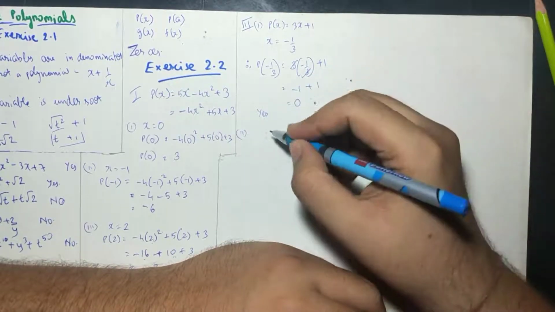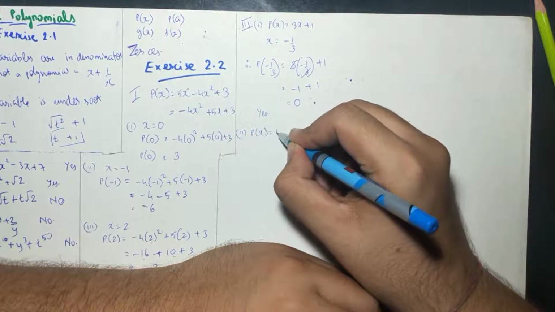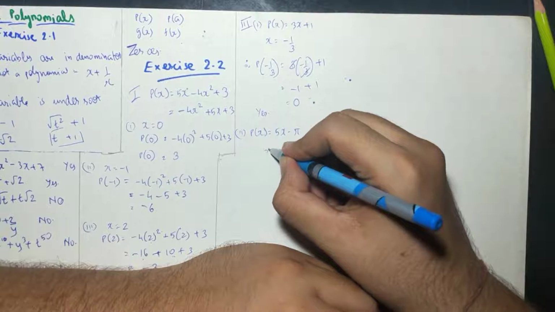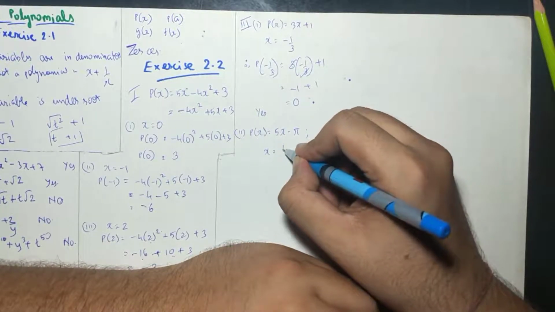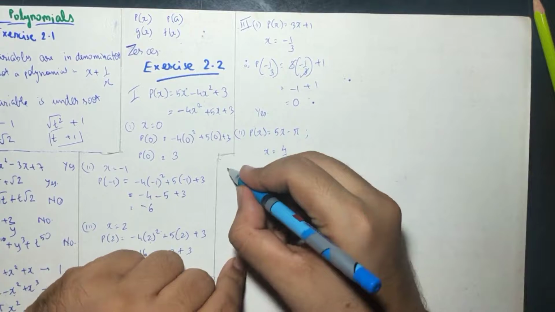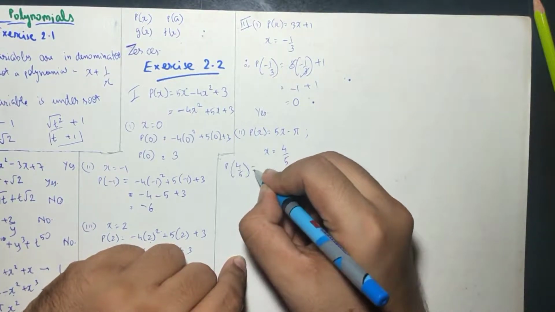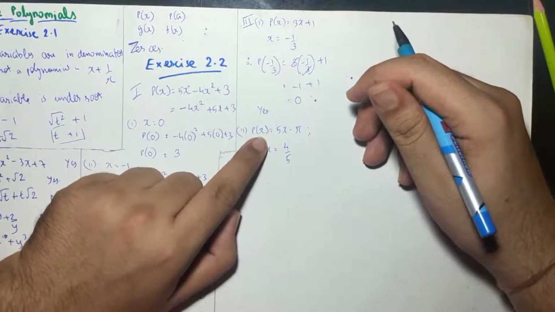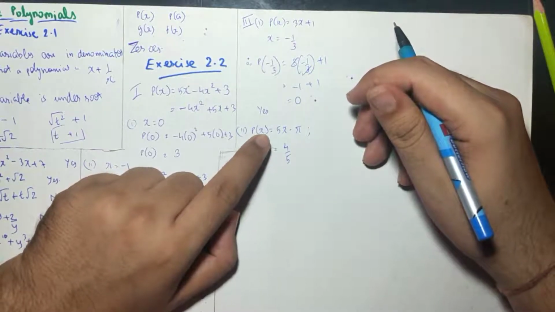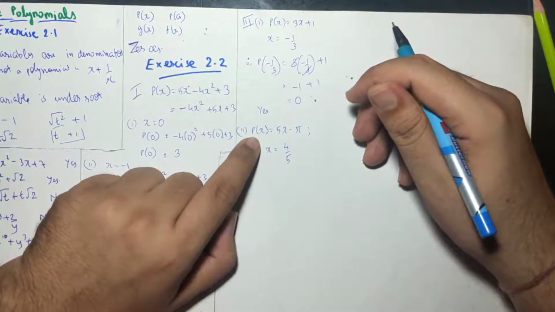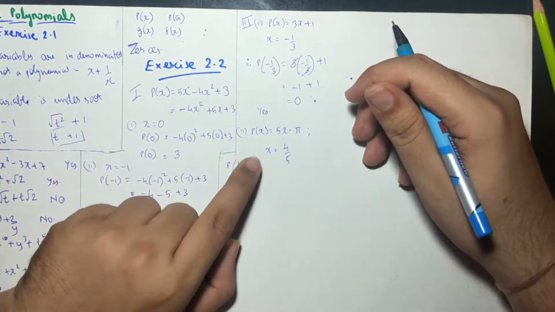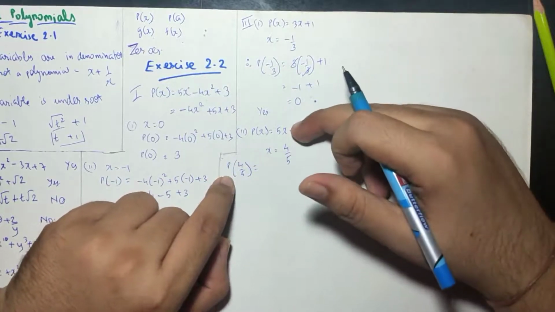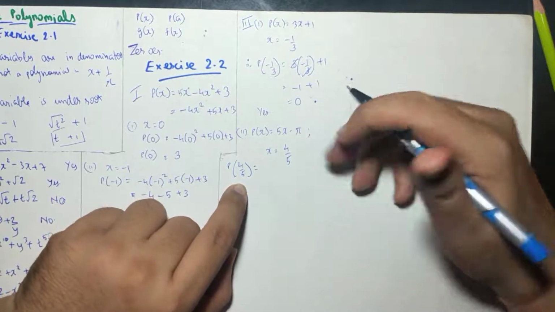I am doing the second one. p of x is given as 5x minus pi, and we have to check the value for x equals 4 upon 5. So p of 4 upon 5 will be... I hope you understood that p of x is a polynomial in the variable x. Don't consider that this x is multiplied to p. It means p is a polynomial in the variable x, and I am substituting the value of the variable as 4 by 5.